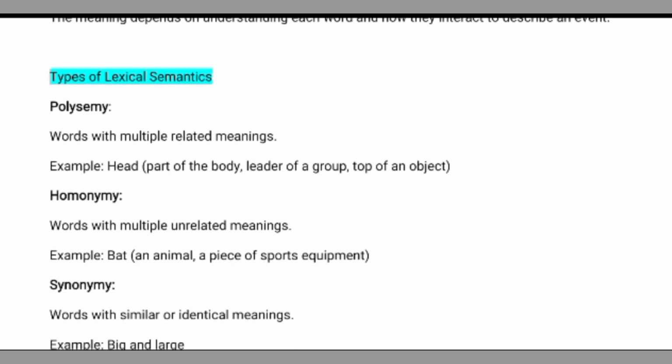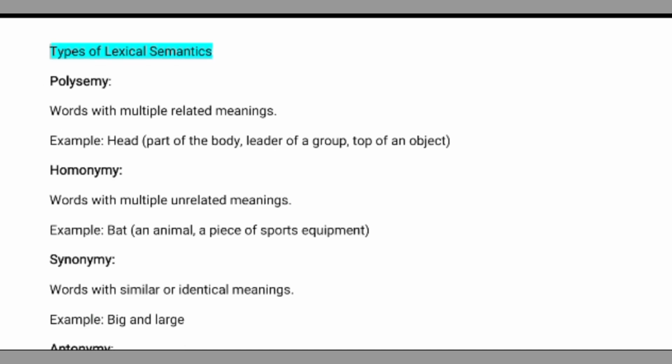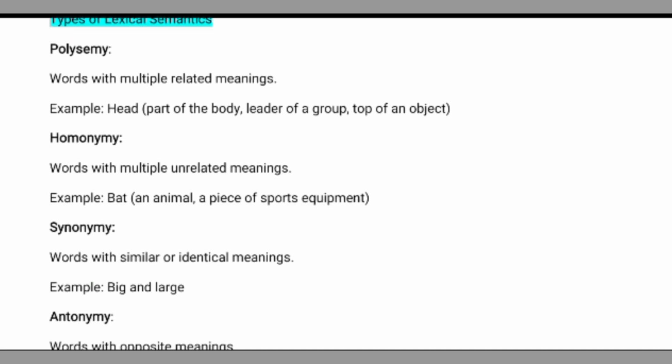Now, types of lexical semantics. Lexical semantics has a lot of types. We have polysemy, prototype, synonym, antonym, homonym, homograph, homophones; all these are types of lexical semantics, but I have taken a few examples to help you understand. Polysemy: words with multiple related meanings. Example, head: part of the body, leader of a group, top of an object. All these are called head.